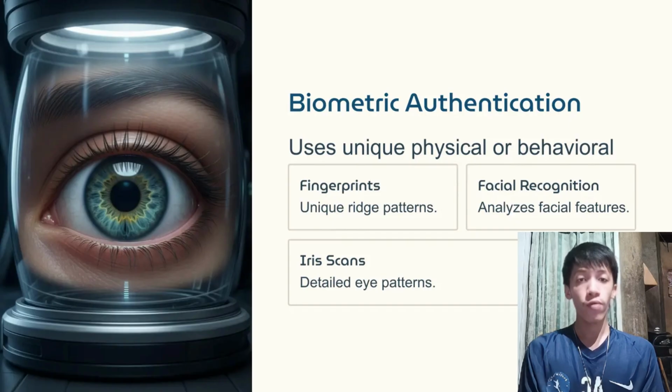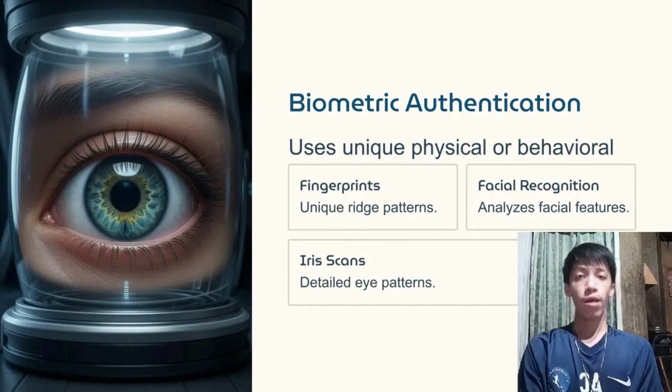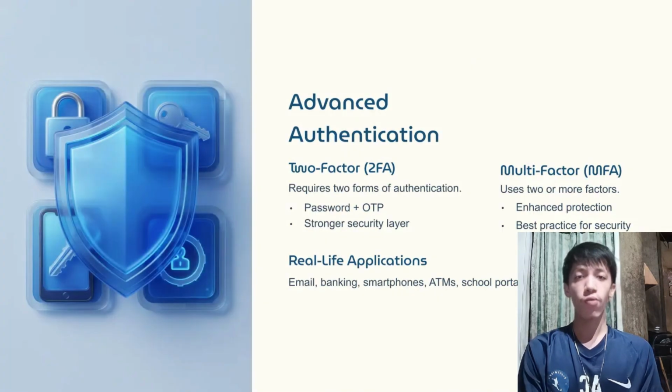Facial recognition. This technology analyzes specific features of your face, like the distance between your eyes or the shape of your cheekbones, to confirm your identity. You see this on modern smartphones and even at airport security. And lastly, iris scans. This is one of the most accurate methods. It scans the detailed patterns in the colored part of your eye, your iris, which are completely unique to each person, even between identical twins. The beauty of biometrics is you can't forget them at home and they're incredibly hard to fake.